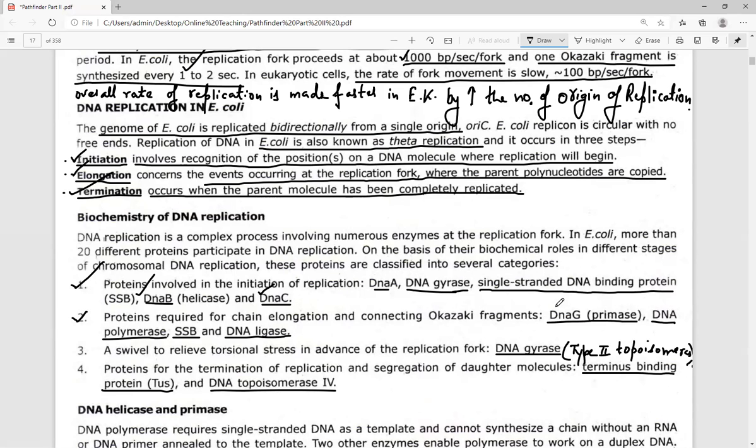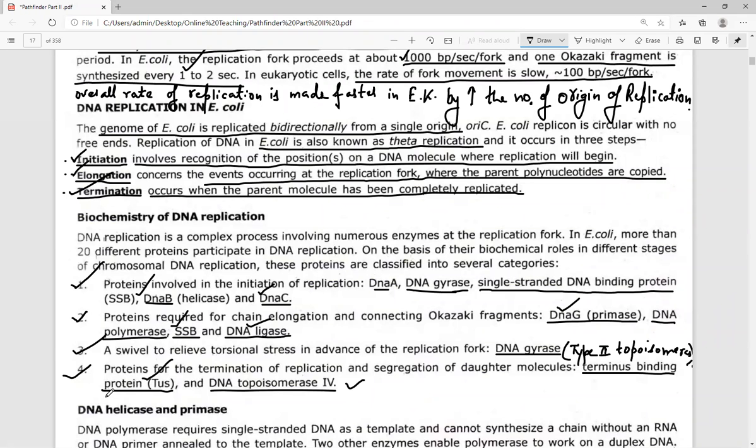Proteins involved in elongation include primases, single stranded DNA binding proteins, as well as DNA ligases. Those involved in elongation are DnaG primase, DNA polymerase, and DNA gyrases. A swivel, a protein to remove the supercoiling, is referred to as topoisomerase. And the last proteins are the Tus proteins and DNA polymerase IV. So these are the proteins involved in the process.